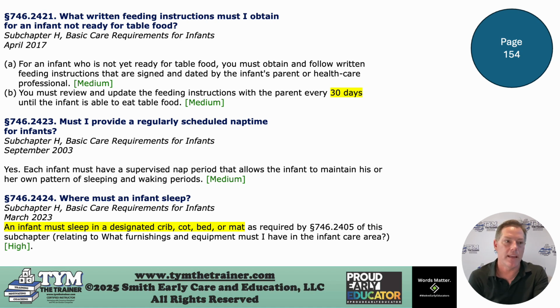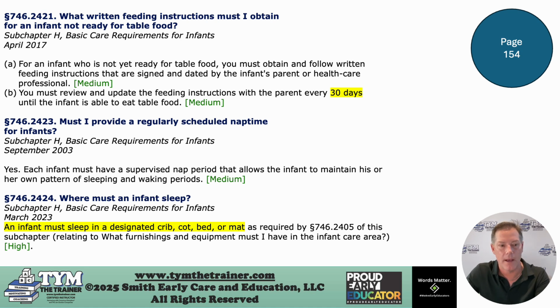The infant feeding instructions: you do need to get infant feeding instructions for those infants that are not on table food, and your infant feeding instructions need to be updated every 30 days. If there has been no change to the infant feeding instructions, just have the parent sign off on that. They don't need to fill out a new form every 30 days. Just have them sign or initial at least every 30 days that there's been no change. Okay.